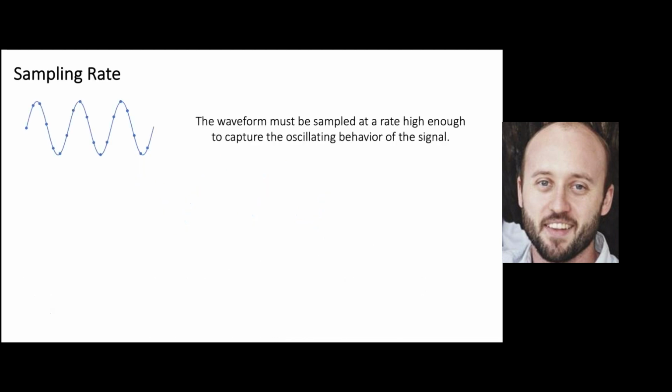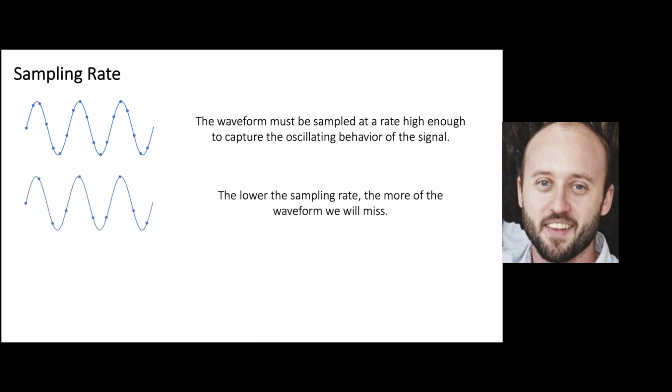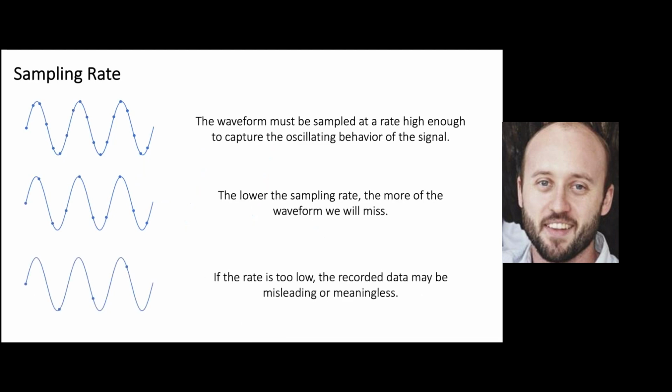So you can see in this visualization that the waveform has to be sampled at a high enough rate if we actually want to capture all of that motion. And if we take that same waveform and start sampling it at a lower rate, we're going to start missing some of those points. And of course, if the rate is too low, then the recorded data might actually be meaningless, or in some cases misleading, because what the data is showing us isn't representative of what's truly in the system. So this is why we have to understand the relationship between what's happening in our system and how quickly we need to collect data.